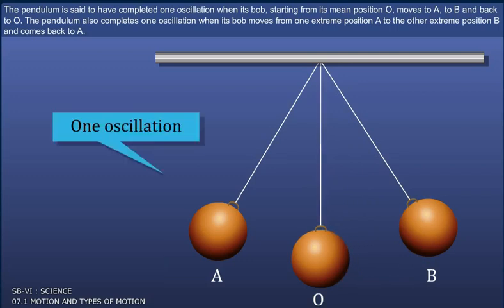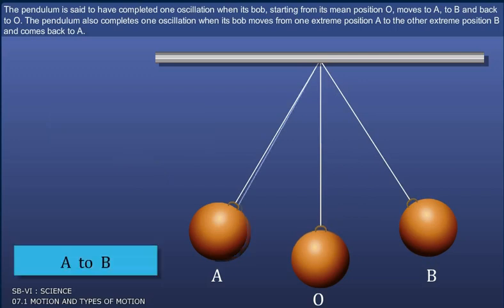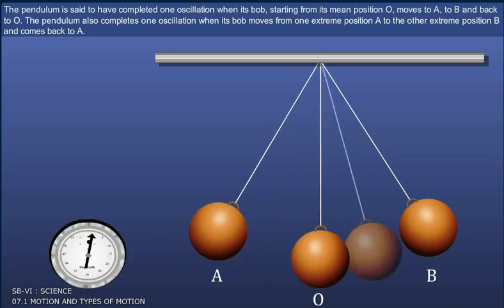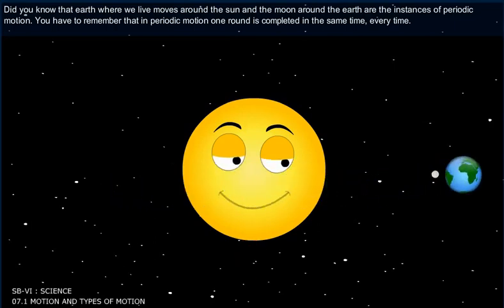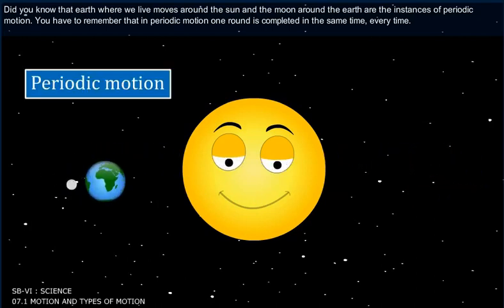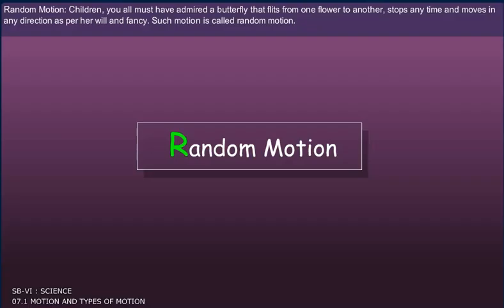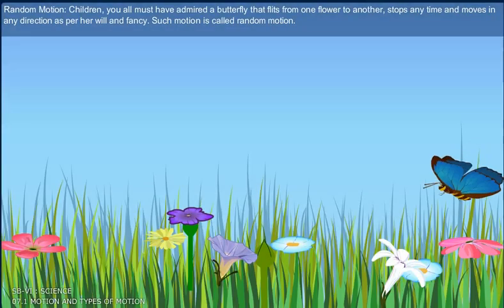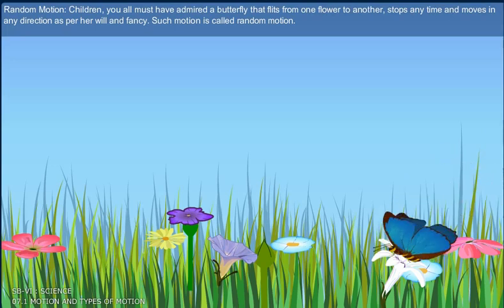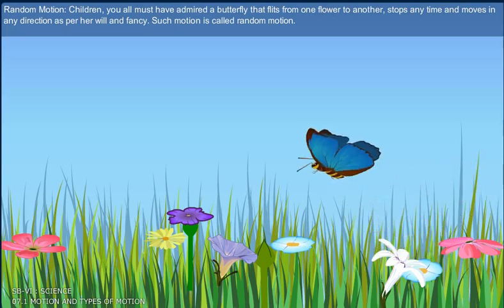The pendulum also completes one oscillation when its bob moves from one extreme position A to the other extreme position B and comes back to A. Did you know that the Earth where we live moving around the sun and the moon around the Earth are instances of periodic motion? You have to remember that in periodic motion, one round is completed in the same time every time.